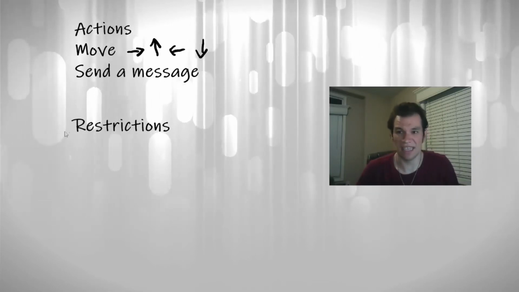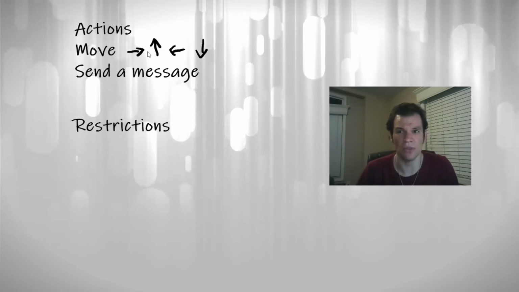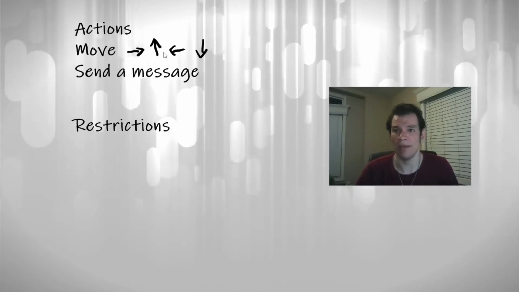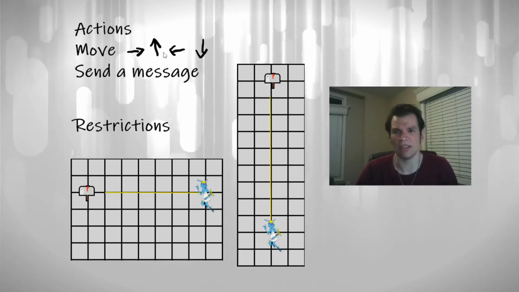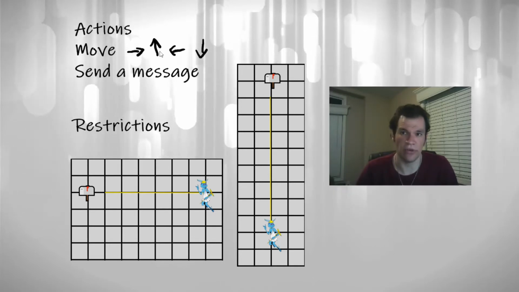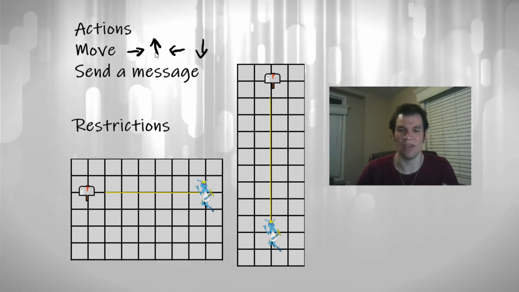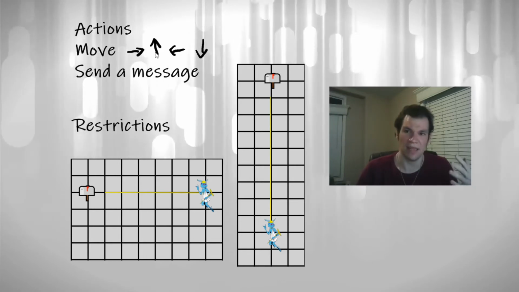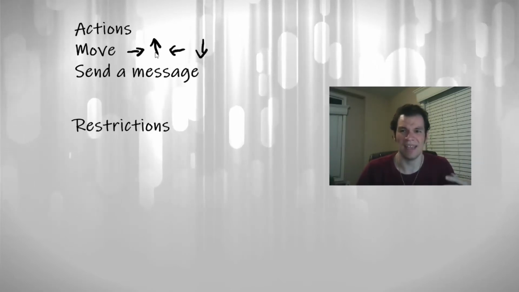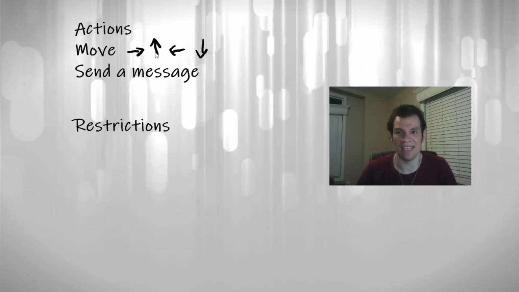Now let's think about the restriction. Hermes can always move in any of these 4 directions. However, he needs to be either on the same X coordinate or on the same Y coordinate of the recipient to send the message, and also he needs to send the messages in order. So let's see how to express that in an equation.